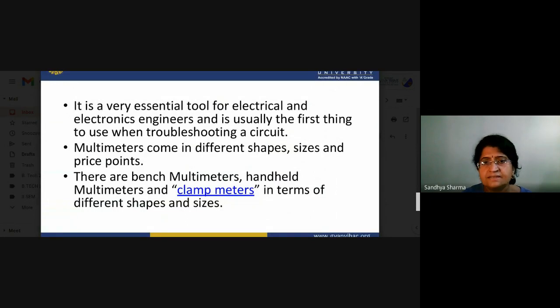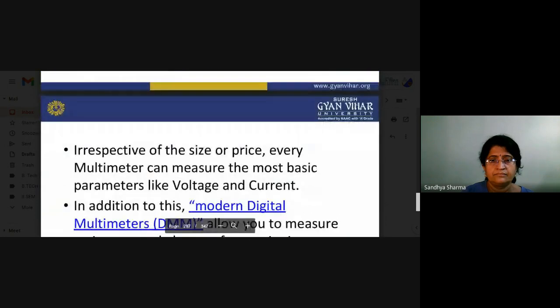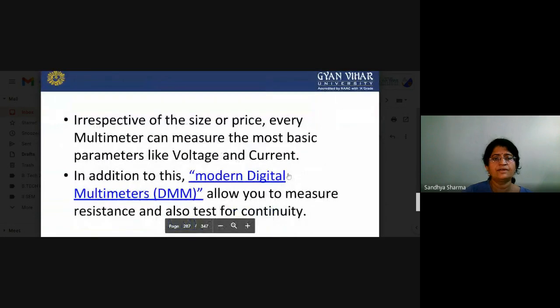If we are talking about electrical and electronics engineering, the multimeter is usually the first thing to be used when troubleshooting a circuit. Multimeters come in different shapes, sizes, and price points. There are bench multimeters, handheld multimeters, and clamp multimeters. Irrespective of size or price, every multimeter can measure the most basic parameters like voltage and current.